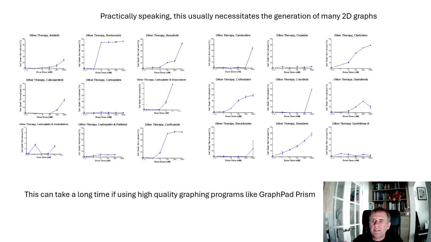Now, practically speaking, this also means that often what happens is we end up just generating a lot of graphs from our microtiter plate experiment. For example, here is a simple experiment where we have dose response curves for each compound on the microtiter plate. And this can take a long time if we're using high quality graphing programs like GraphPad Prism.